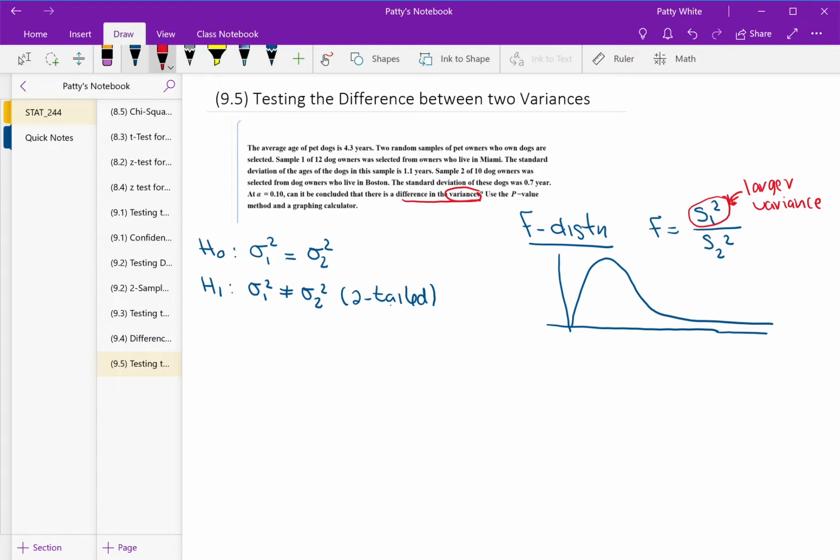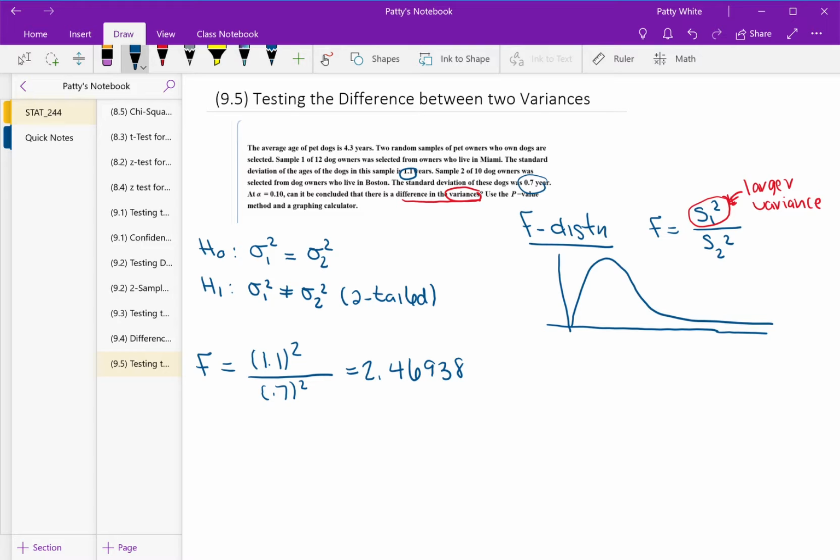But let's go ahead and find our test statistic. So F is equal to, well, our first sample standard deviation is 1.1, which is given to us right here. So I'm going to put 1.1, and I have to square that. And I'm going to put that over the other sample standard deviation, which was 0.7, and I'm going to square that. When I put that into my calculator, I get something close to 2.46938.